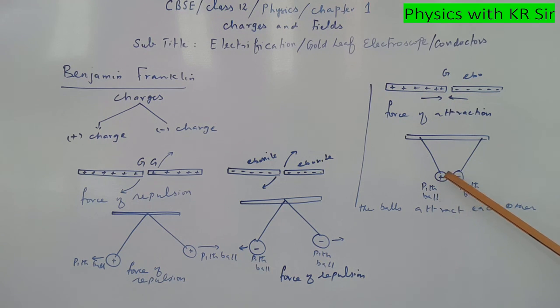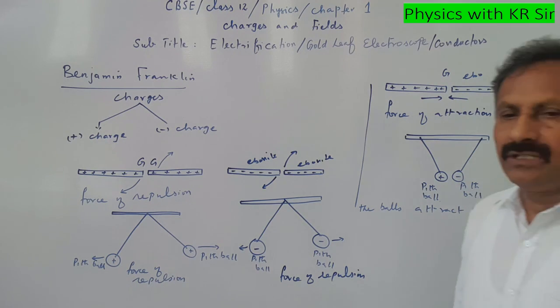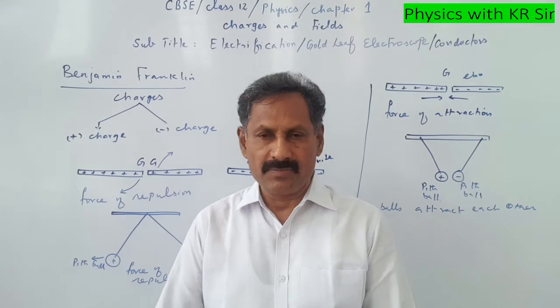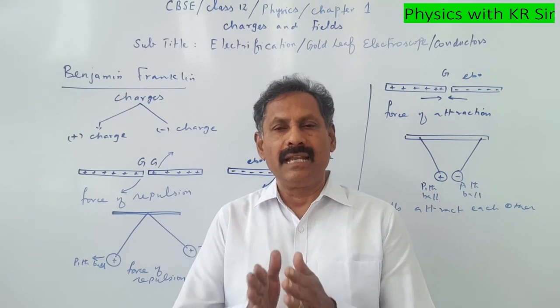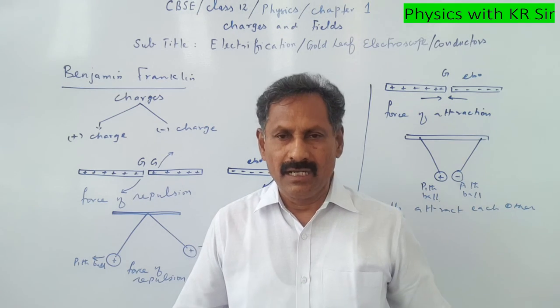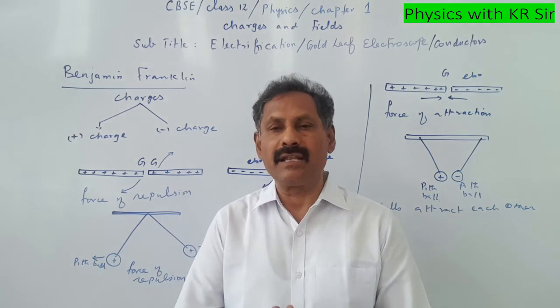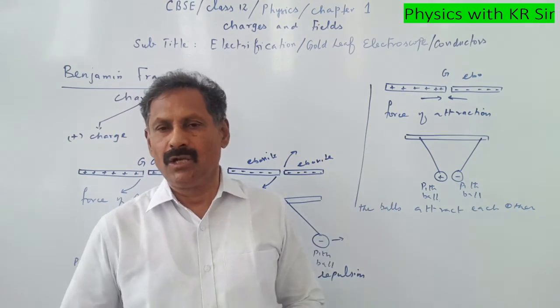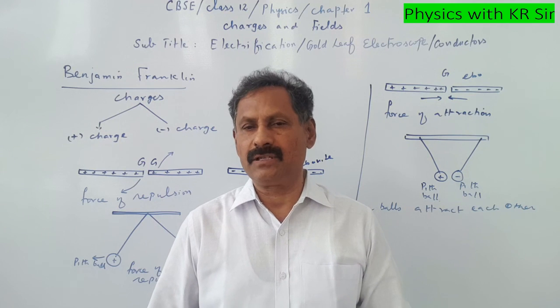So if we take two pith balls with opposite charges, they attract each other. So from this we come to know that there are two kinds of charges, positive charge and negative charge. Like charges, two positive or two negative, repel each other, and positive charge and negative charge attract each other. So this is the proof of Benjamin Franklin that there are two types of charges.